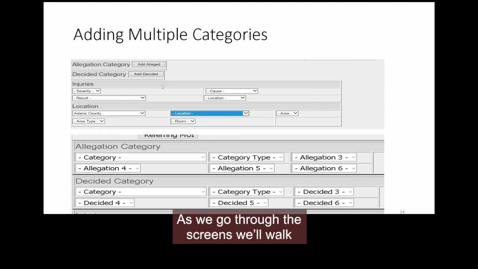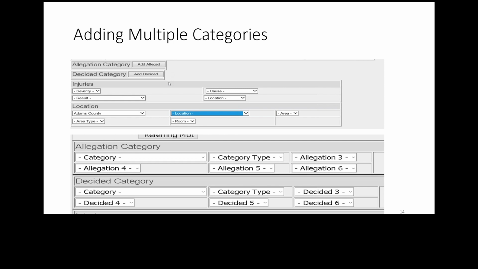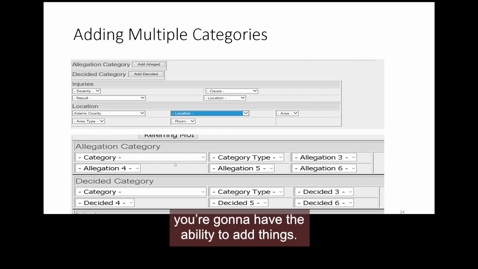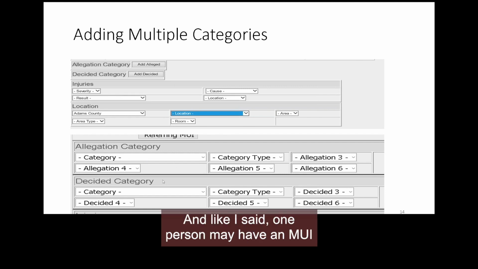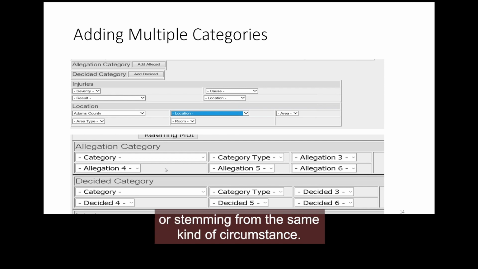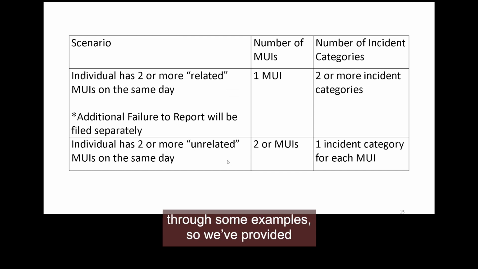As we go through the screens, we'll walk through how this is going to occur. In terms of adding this, you can see lower here, you're going to have the ability to add things. And like I said, one person may have one MUI with multiple different categories if it's related to the same event or stemming from the same circumstance. I think sometimes it's easier to walk through some examples.